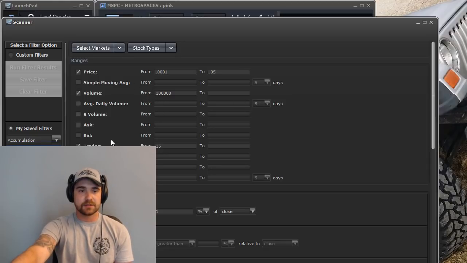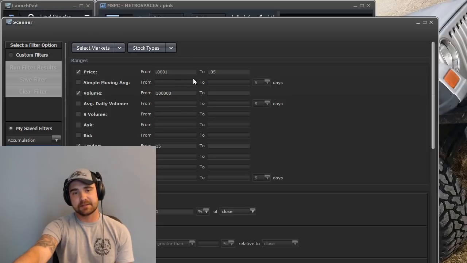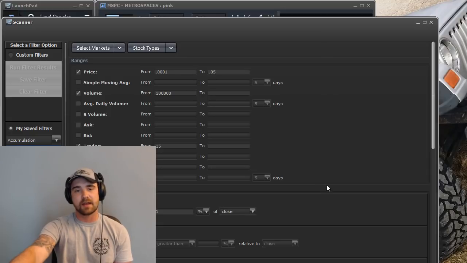So anyway, setting up the filter for accumulating, the price I have set is 0.0001 to 0.05. You can set this to whatever you want. If you want to narrow down the results a little bit, you can set it to a lower price, but I just have it at 5 cents right now. Volume is at 100,000. Trades, I have it at 15. I don't really like to go much higher than that because I want to catch the accumulation earlier rather than later.